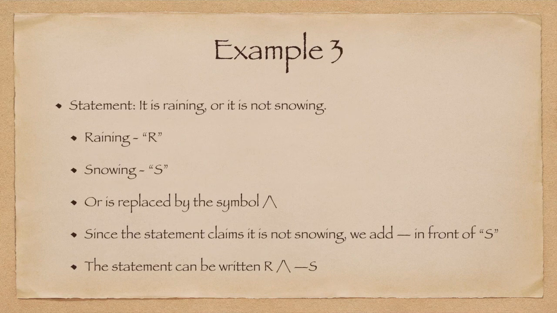And our third example, it is raining or it is not snowing. Let our first sentence, it is raining, once again be replaced with the capital R, and our second sentence, it is not snowing, once again be replaced with the capital S. Now we have two other things to add into this statement and the logical notation for this statement. First, we are using or, which is our disjunction symbol, the caret. And since the statement claims that it is not snowing, which is our denial word, we will use the dash in front of S. Therefore, our statement can be written R caret dash S, which would be read R or not S.